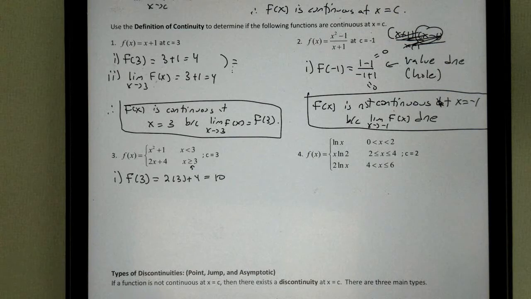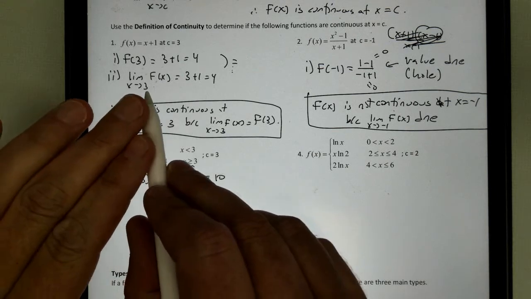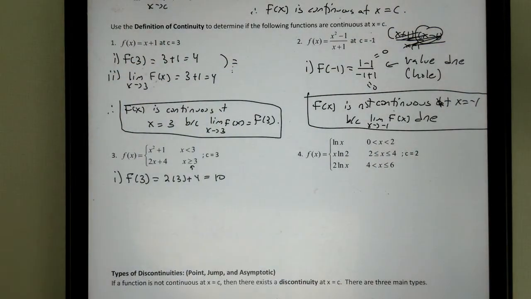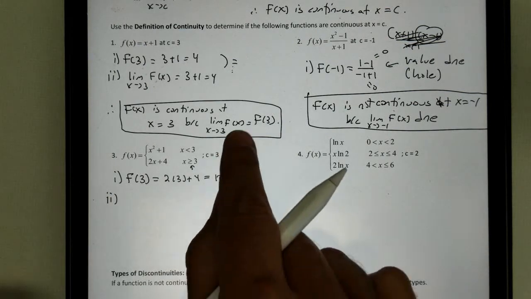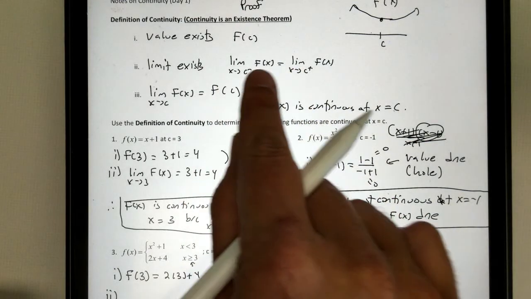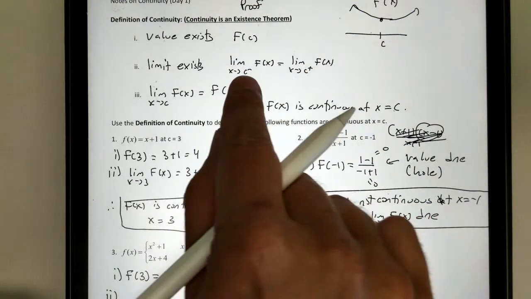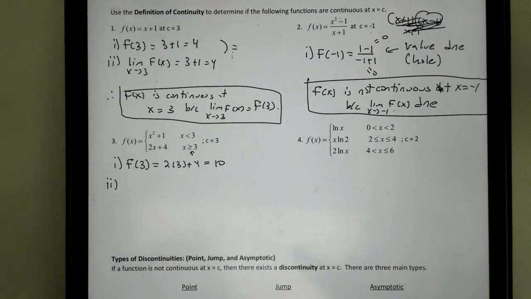Nice job. Now we have to test the limit. Now unfortunately for this one, it's not as easy as just plugging in. For number 3 here, we have to test both sides. And when we have to test both sides, it's nice to write it this way, because you're checking to see if they are equal to each other. So this is the way I prefer it. AP will accept it other ways.